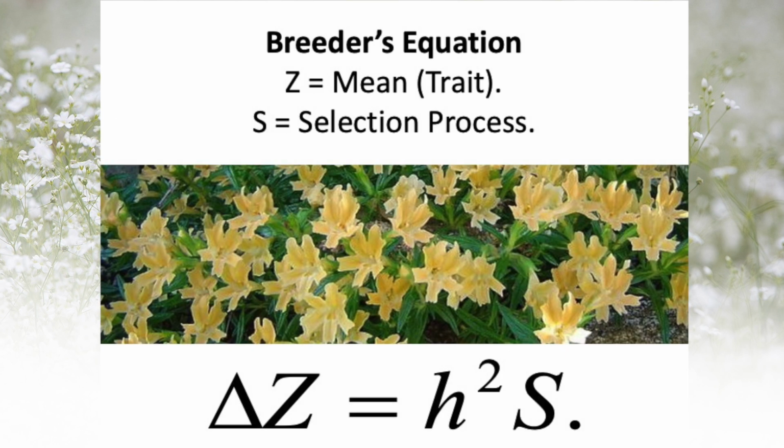This is the Breeder's equation. The trait Z is defined for the mean, S is the process of selection, and the change in Z, when the process is applied, is represented by h square S for the Breeder's equation. Delta Z equal to h square S is a simple equation, but we can see what a beautiful biological phenomenon results only by this consistent change occurring.